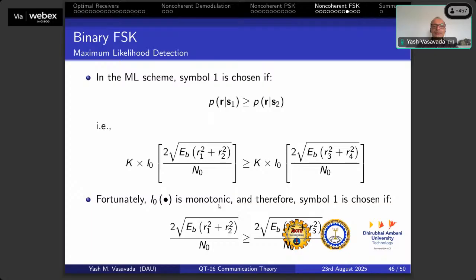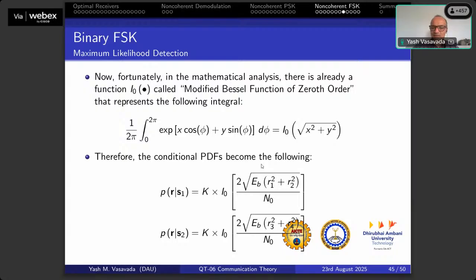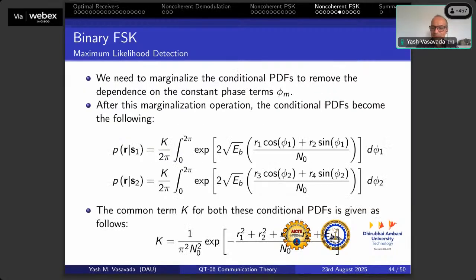Now, remember that in maximum likelihood, if the conditional PDF of R given S1 is greater than R given S2, then we choose symbol 1 over symbol 2. Which means that if this term is greater than this term, then we choose symbol 1. Now, to determine which of the two terms is bigger as a function of R1, R2, R3, R4, first of all, K is common for both the sets, so it cancels out. So all of that complication that we had here doesn't matter.